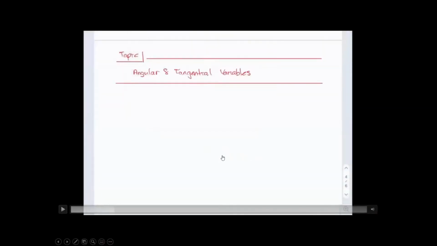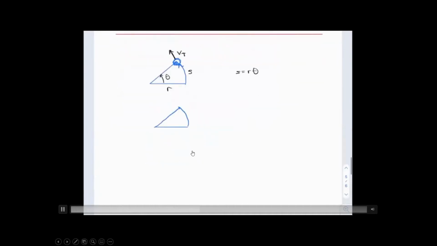Angular variables can be expressed in terms of their tangential variables. Tangential variables are the variables along the direction of the curvature that you got. You got this length of the curvature, which is known as the arc length. If you know the angle, if you know the radial distance, you can figure out the arc length from that. You can figure out the speed along the direction of the curve. That's known as tangential velocity. So if you know the angular speed multiplied by the radial distance, it's going to give you the tangential velocity.